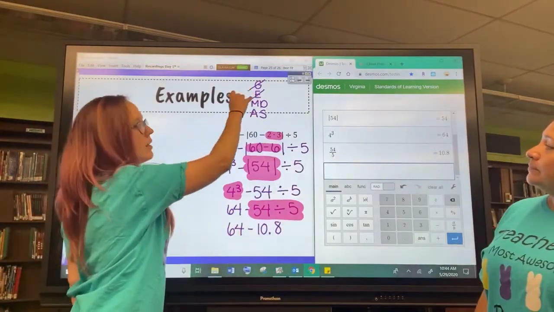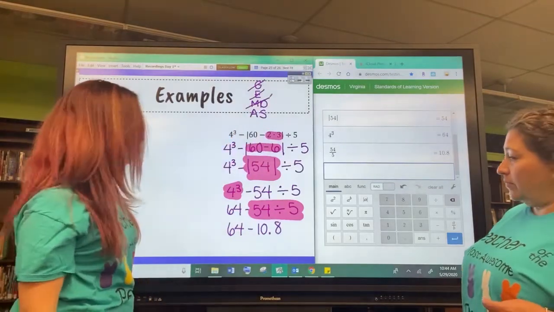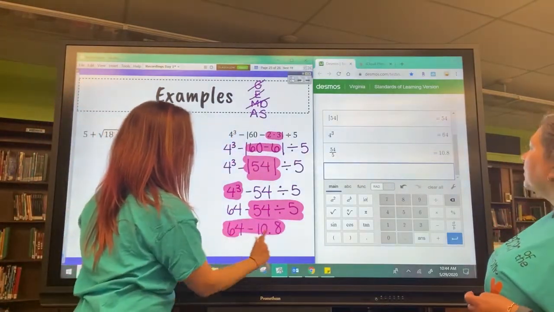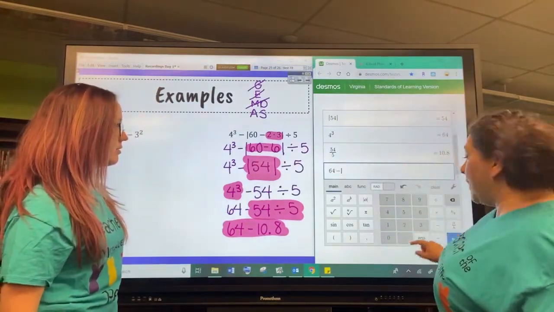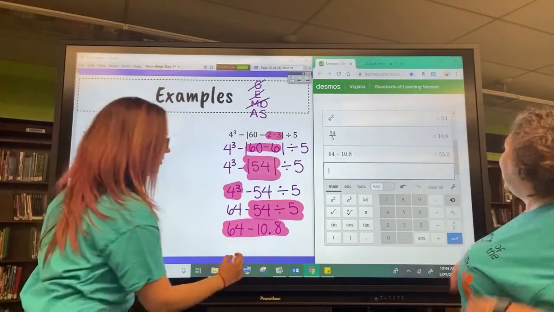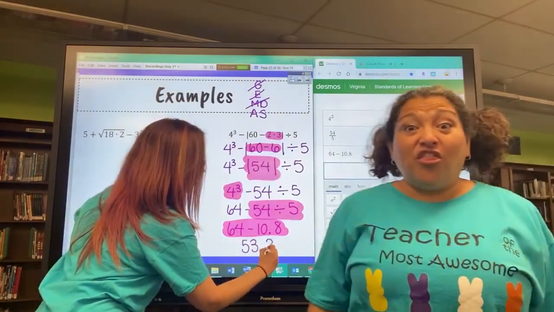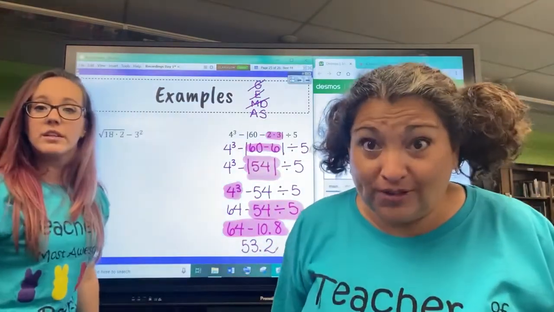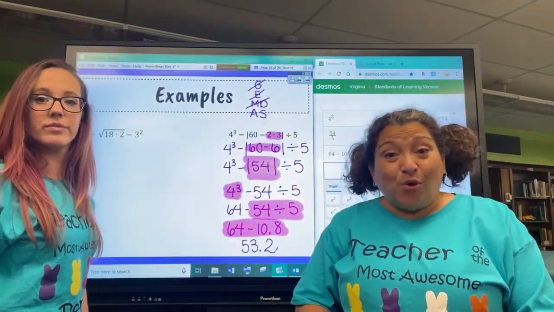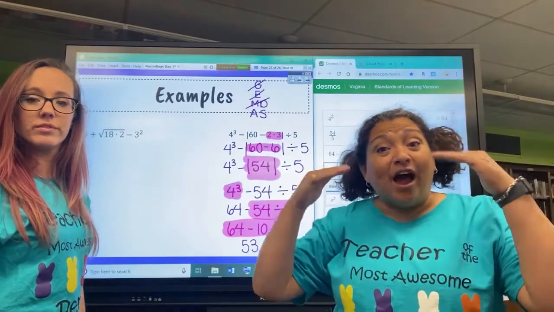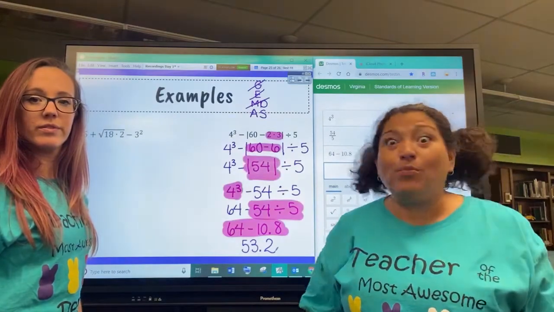Okay, almost done. I have no more multiplication or division. All that's left is to look for addition or subtraction, and this is subtraction. So we're going to jump over here to the calculator, put in 64 minus 10.8, and ta-da! The answer is 53.2. That's how you use order of operations. It's really very simple. Take your time, write out every step, and stay organized, and you're going to get these right every time, we promise.